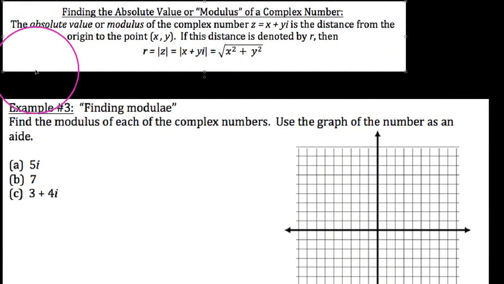In this video we're going to discuss how to find the absolute value, or what we're going to be referring to as the modulus, of a complex number in standard form.